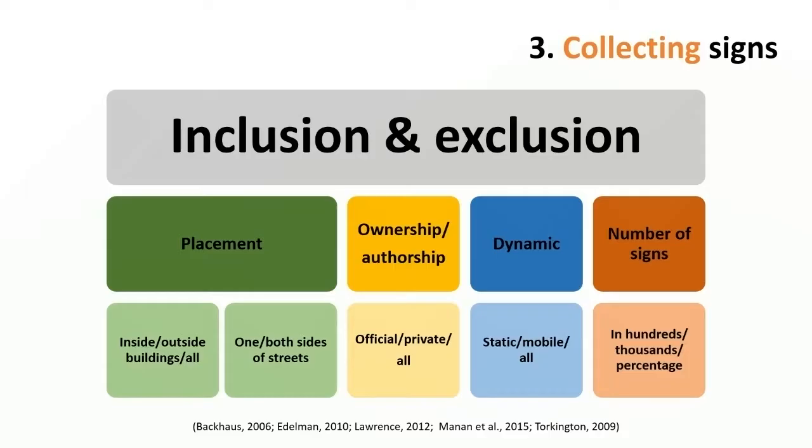Understanding what a sign is will help us restrict our collection of signs. Why is that important? Well, because we need to refer to our goal of study, and because there can be hundreds or even thousands of signs just in one place. That's why we can select which signs to include and exclude in our study. The criteria for that can be the placement, ownership, dynamics, and number of the signs. For any restriction we make, remember, we must know and be able to explain the rationale of our choices.